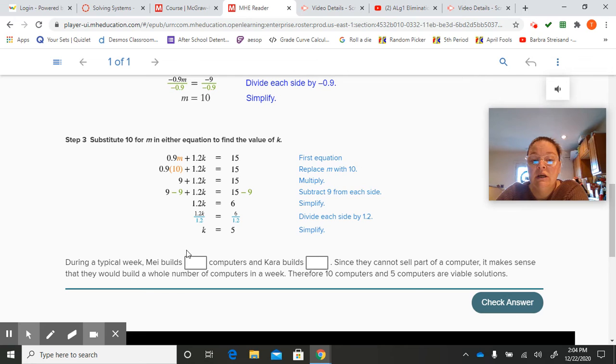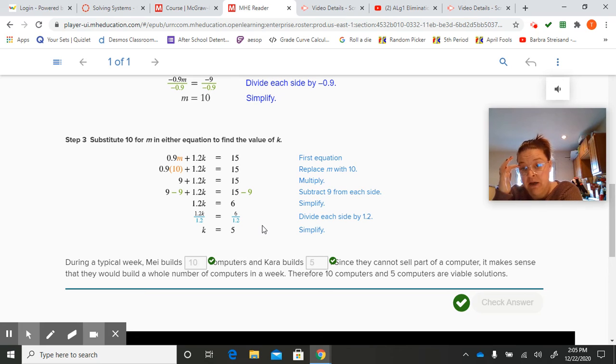So in a typical week, May is going to build 10 computers, and Kara is going to build 5 computers. Since they cannot sell part of the computer, it makes sense that they build whole computers. Therefore, 10 computers and 5 computers are viable solutions. Okay, and thinking about the second part of the equation where they said that May builds twice as many, 10 is twice as many as 5, so it makes sense that the number is double Kara's.